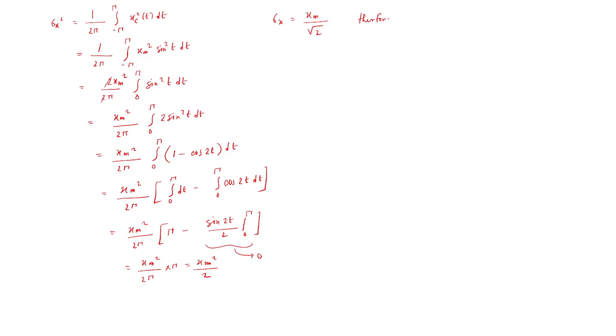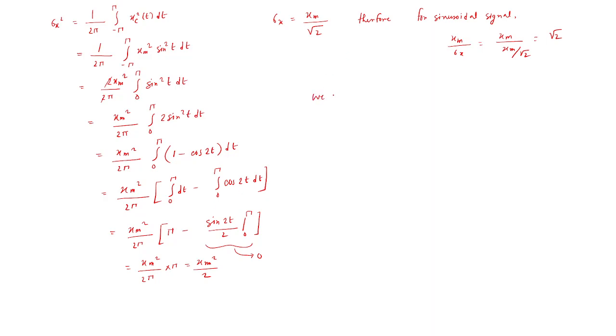Therefore, for a sinusoidal signal, xm by sigma x is given as xm by xm by root over 2, it is root over 2.